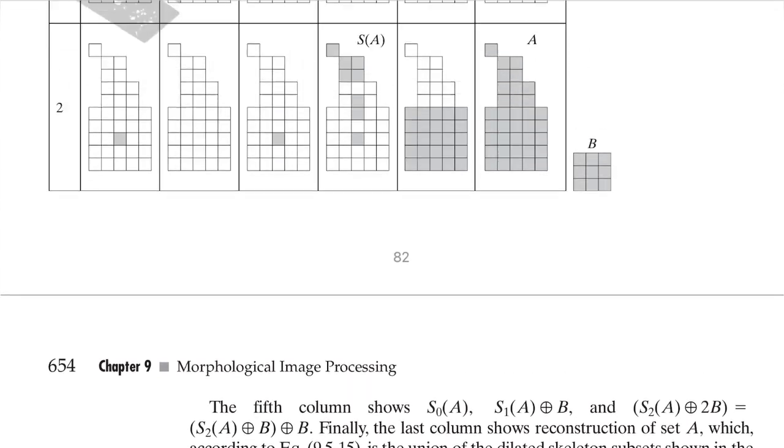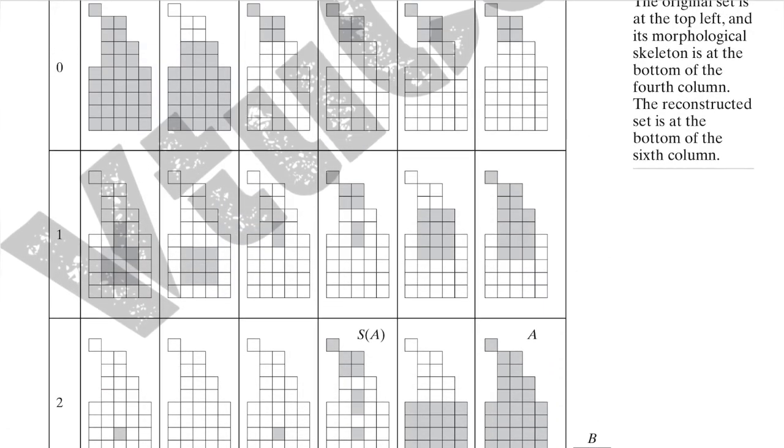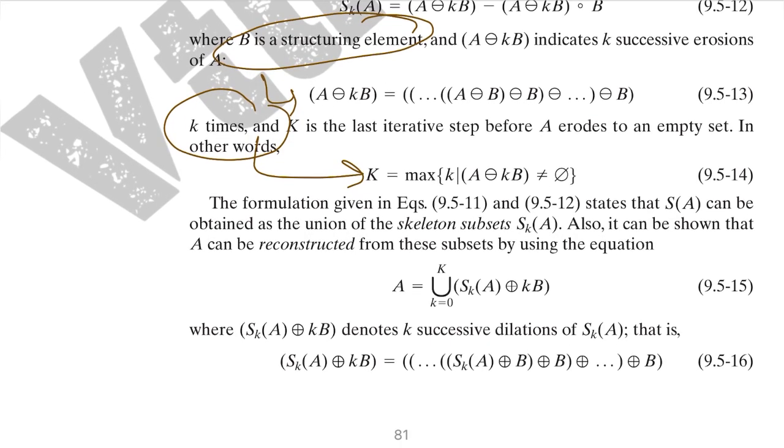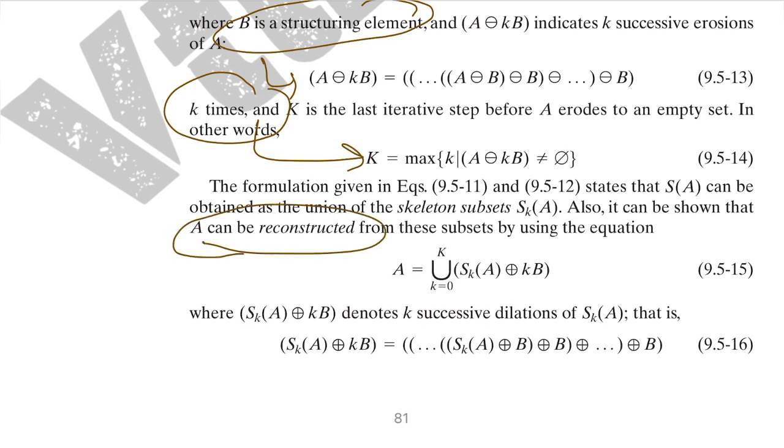What is the skeletonization algorithm? First is erosion and openings. First erode the input image A by structuring element B, then perform openings on the eroded set. Once that is done, take the union of the differences between the successive erosions and openings, and then reconstruct. Once the skeleton subsets are computed, the final skeleton can be reconstructed, and A can be reconstructed using this formula.